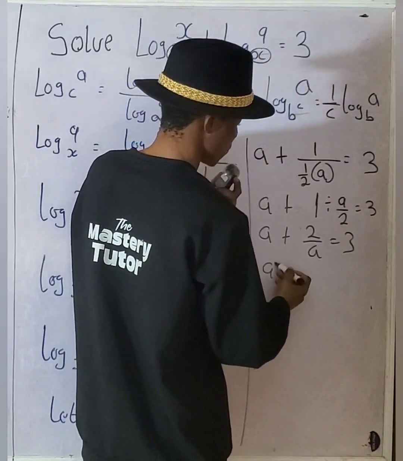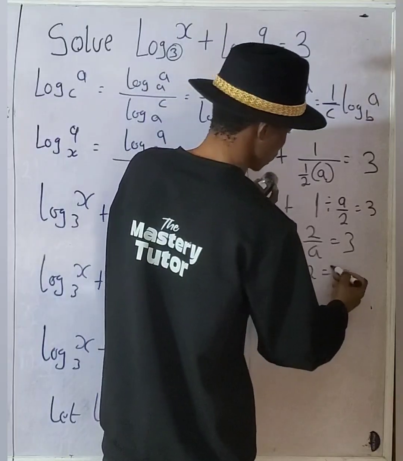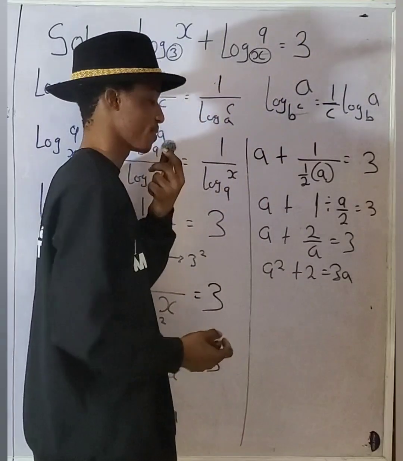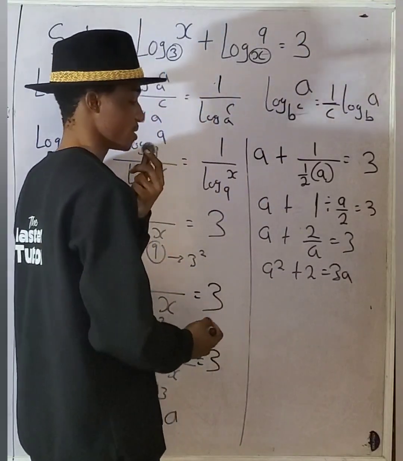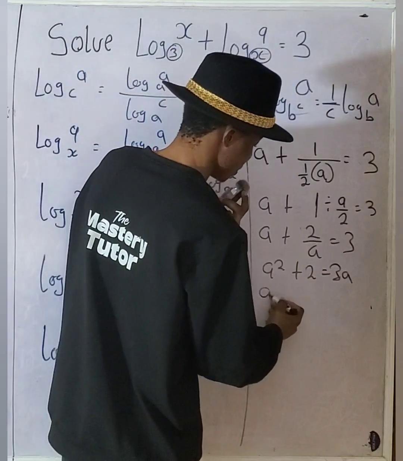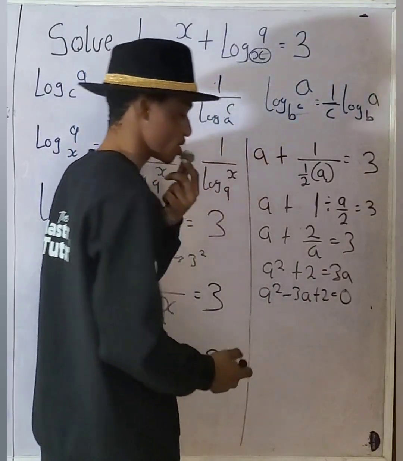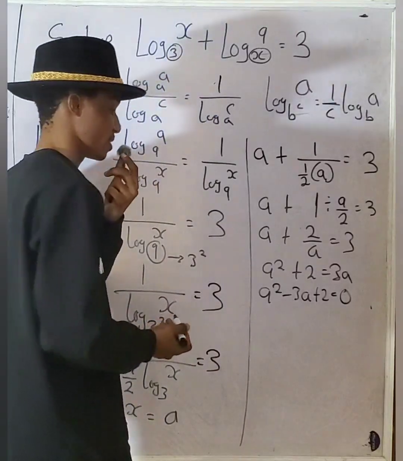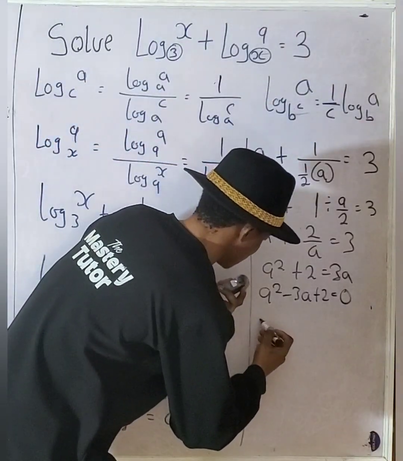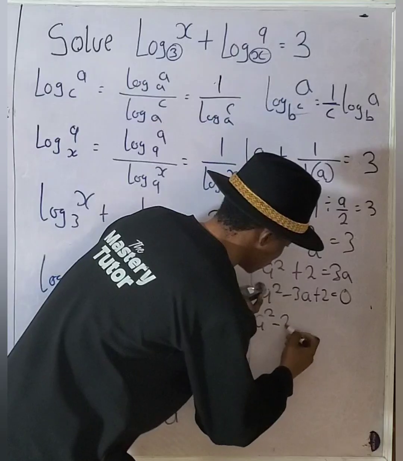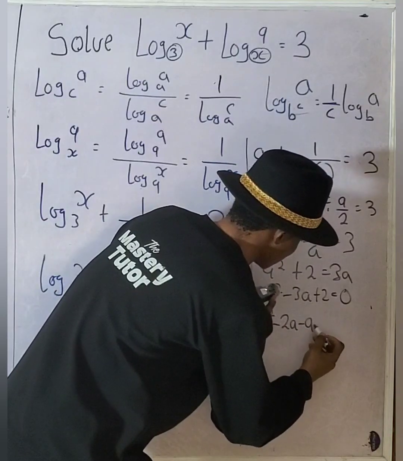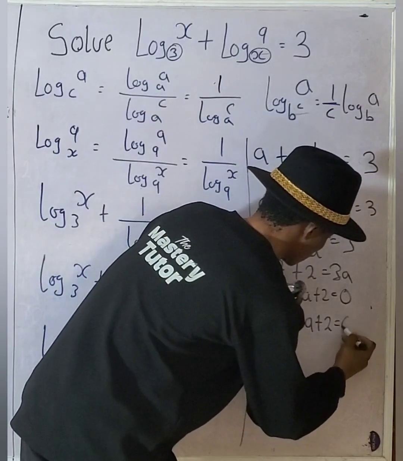So I'm going to have a squared plus 2 equals 3a. Do you know what I did? I just took the LCM. Do you understand? Okay, so here a squared minus 3a plus 2 equals 0. It's a quadratic equation, you can factorize, right? Yes, so I'm going to have a squared minus 2a minus a plus 2 equals 0.